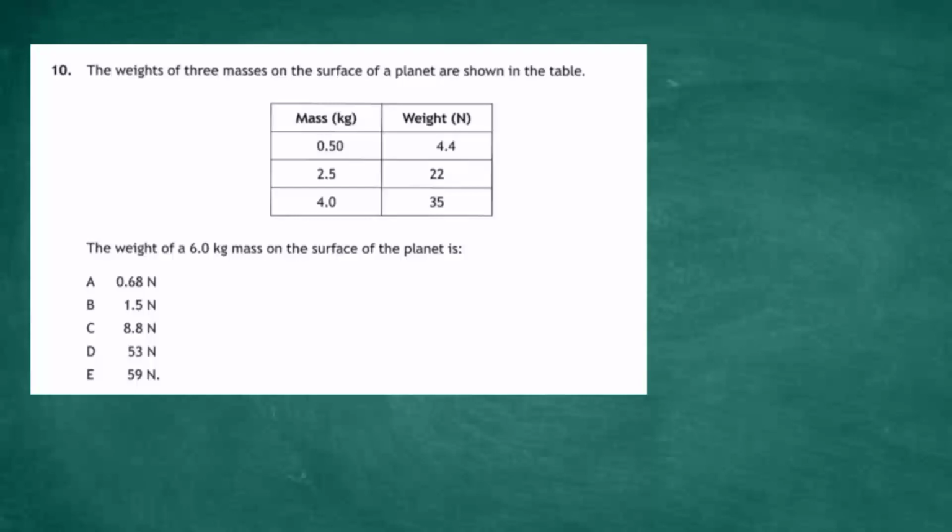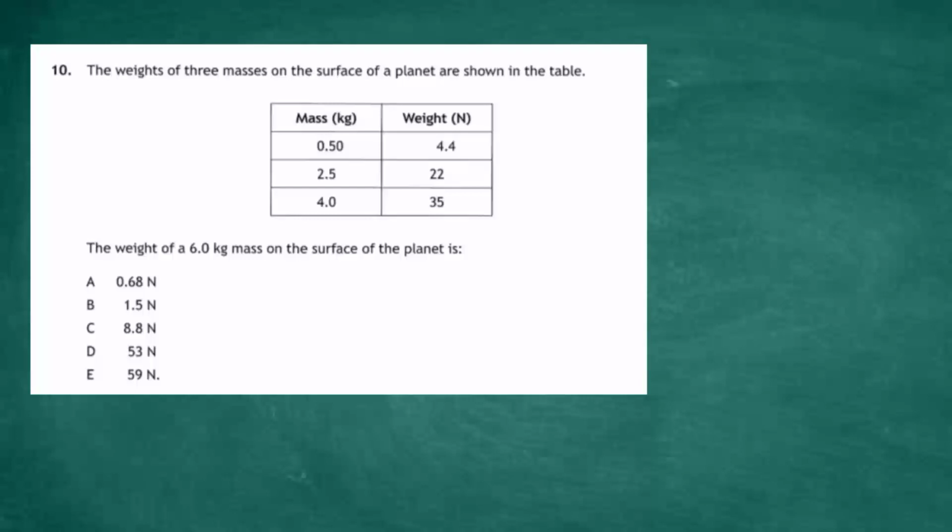Question 10 from the 2022 National 5 Physics exam from the SQA, Section 1. The weights of three masses on the surface of a planet are shown in the table, with mass in one column and weight measured in newtons in the other column. The weight of a 6 kilogram mass on the surface of the planet is, and we're given 5 choices. Now the first step is to work out the gravitational field strength of the planet.